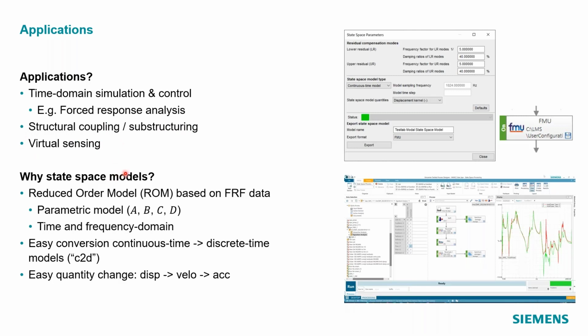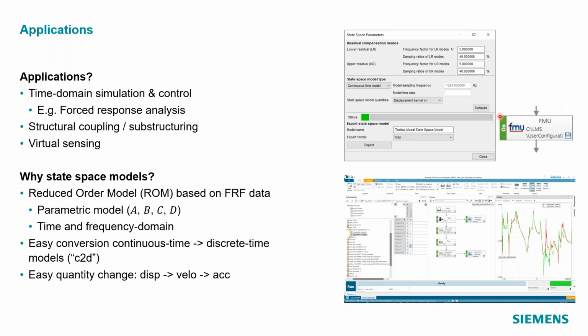And why did we select state space models? Because they're kind of a reduced order model. We only have a few parameters, A, B, C, D, and we represent a whole set of FRF data, basically. As I said, you can use it both in time and frequency domain. You have also two flavors: a continuous time model and a discrete time model. And it's also possible to change even the quantity, so you can go from displacement to velocity to acceleration based on some theoretical derivations.